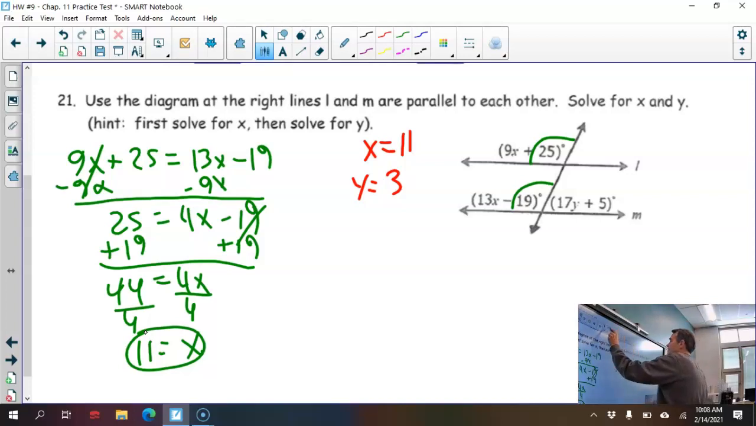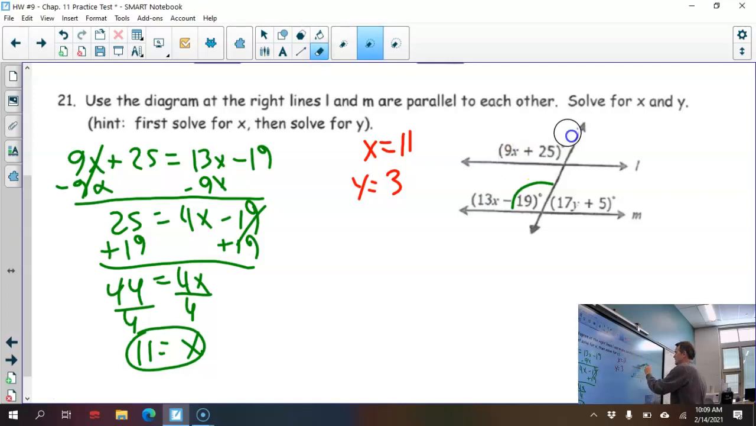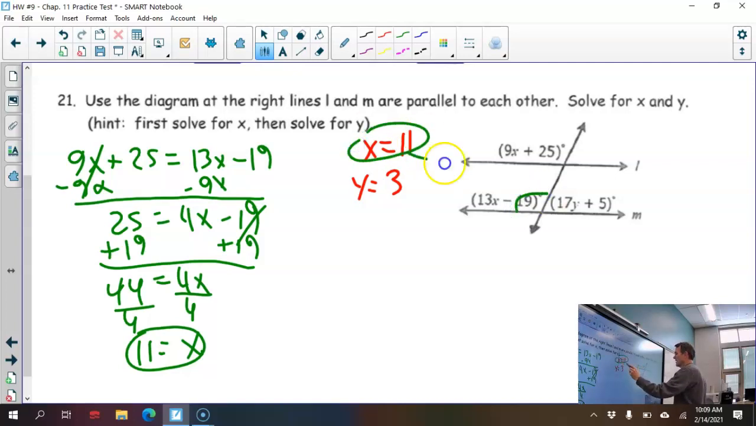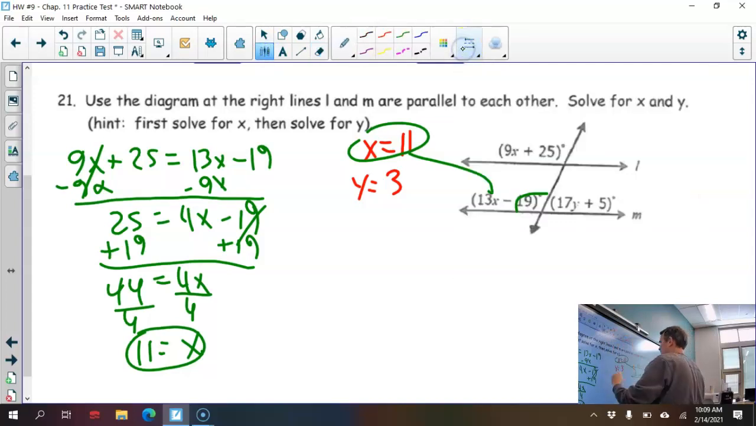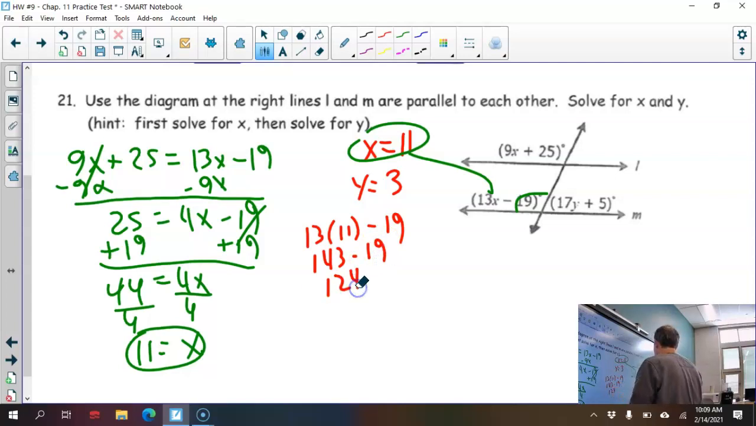All right. So now that I know x equals 11, if I'm going to solve for y, I need to know how big this angle is. So I'm going to take x equals 11 and put it in for x. Let's do that. And so I would get 13 times 11 minus 19. That would be 143 minus 19, which would be 124.